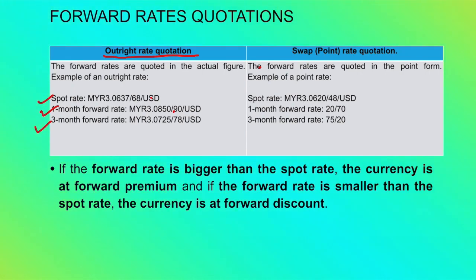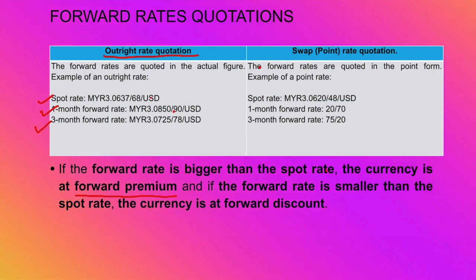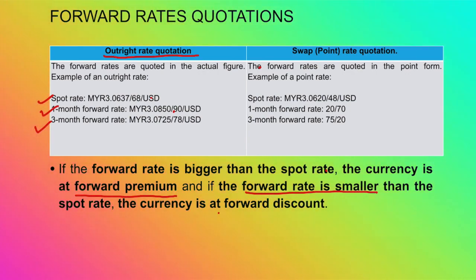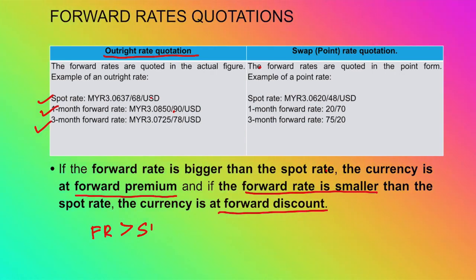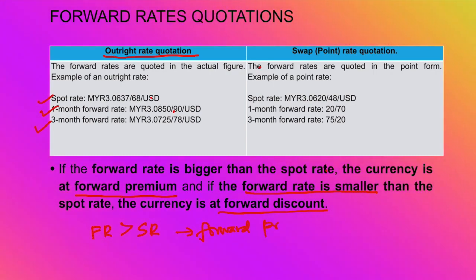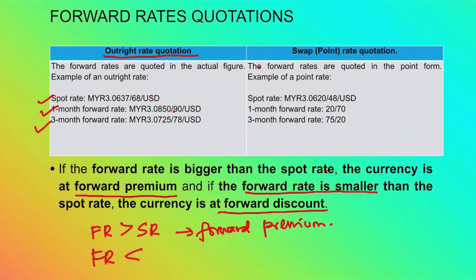If the forward rate is bigger than the spot rate, the currency is at forward premium. And if the forward rate is smaller than the spot rate, the currency is at forward discount. Okay, if forward rate is bigger than spot rate, it is forward premium. If forward rate is smaller than spot rate, that is forward discount.